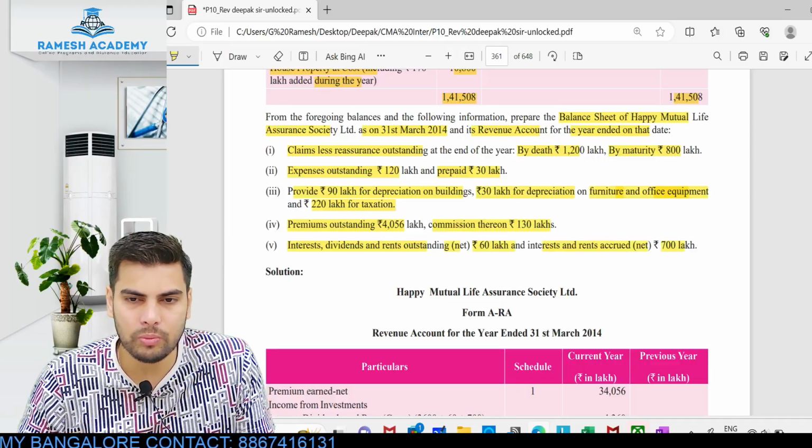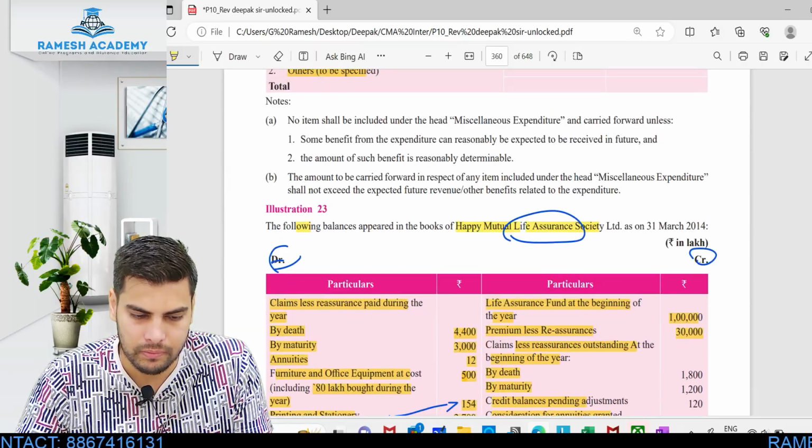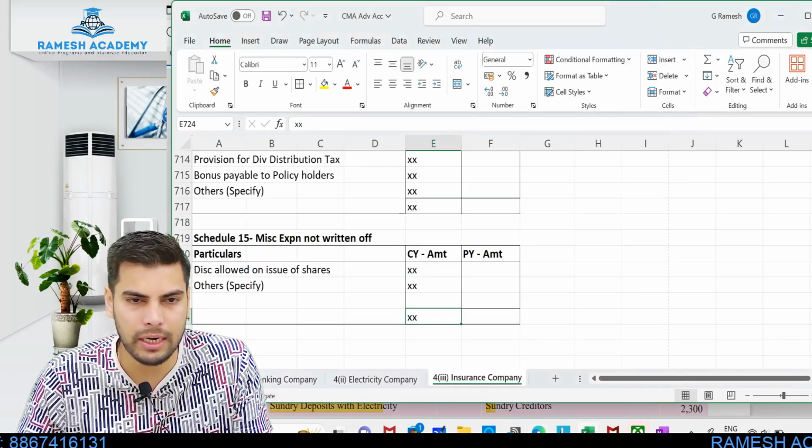They're just asking us to prepare the revenue account as well as the balance sheet. So just go through this particular illustration. We'll be solving this. Just go through each and every adjustment in detail.